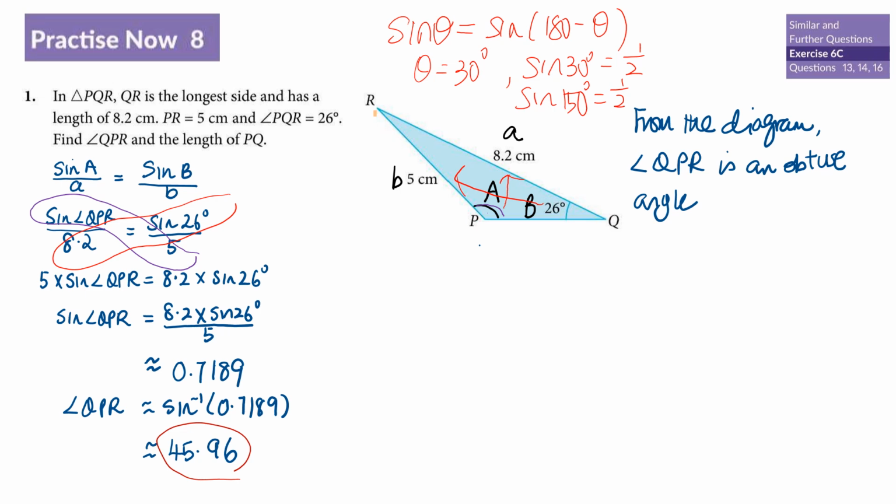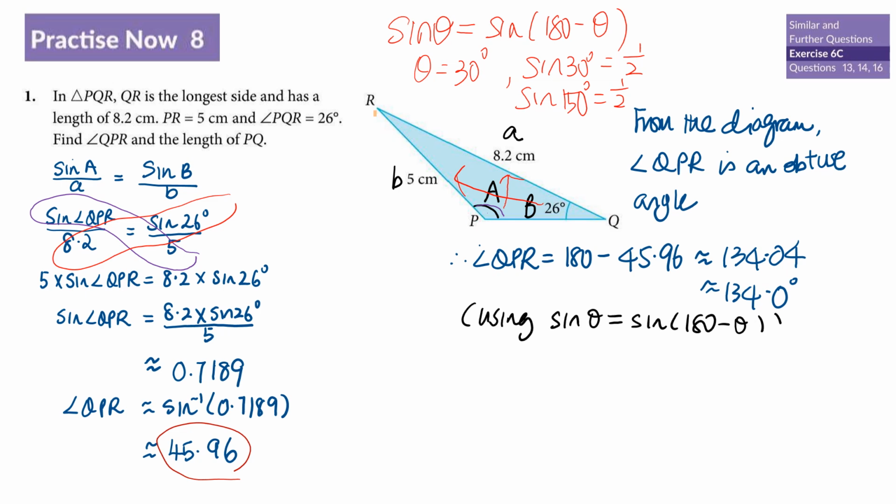So therefore, to find the obtuse angle QPR, you just need to take 180 minus your acute angle, right? And you get 134.0 degrees. For angle, it's to express to 1 decimal place for the final answer. And yes, we're using this concept. Okay, so that it's done already for angle QPR. All right, so we still have to find the length of PQ. So how do we go about finding the length of PQ?